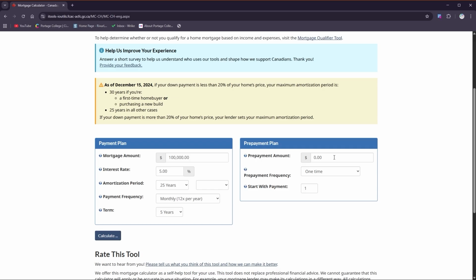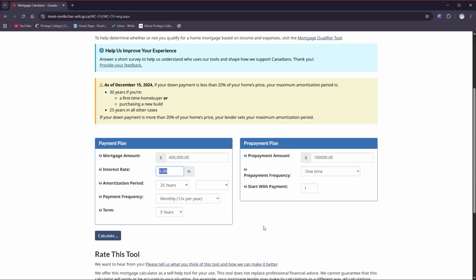So let's say now you have a $500,000 house and you've decided to put in $100,000 as your down payment, which means you're upfront going to put up $100,000, which is 20% of 500,000. That's 500,000 minus 100,000, which means your mortgage amount is going to be $400,000. So we're going to put in $400,000 as our mortgage amount.